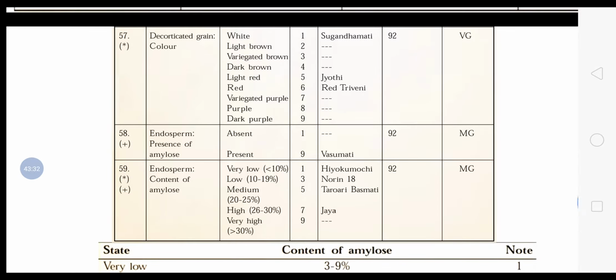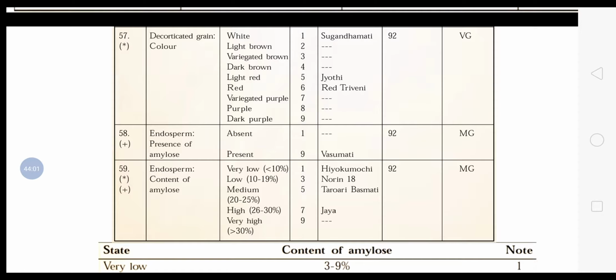57th characteristic is color of the decorticated grain, that is scored in 9 categories, like white, example Sugandhamati. Light brown scored as 2, variegated brown as 3, dark brown as 4, light red as 5, example Jyoti. Red is 6, example red Triveni. Then variegated purple scored as 7, purple scored as 8 and dark purple scored as 9.